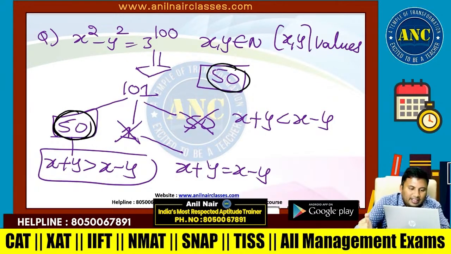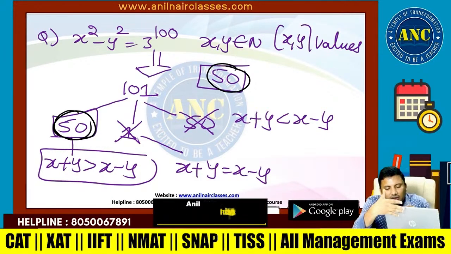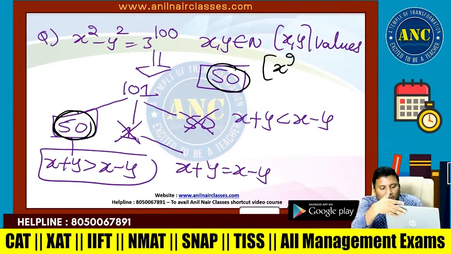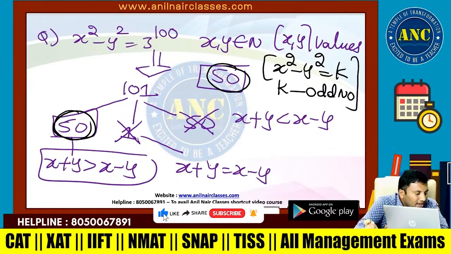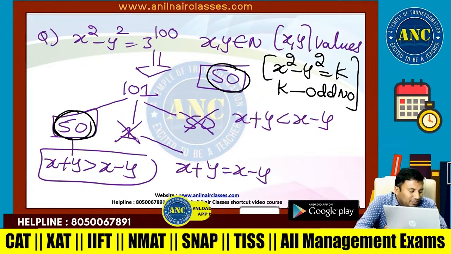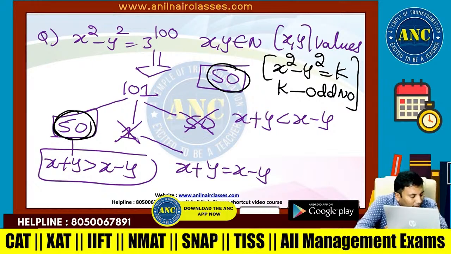I hope it is clear. What we discussed is the logic where x square minus y square is equivalent to k, where k is an odd number. Now let us discuss what if the right hand side is a multiple of 4.